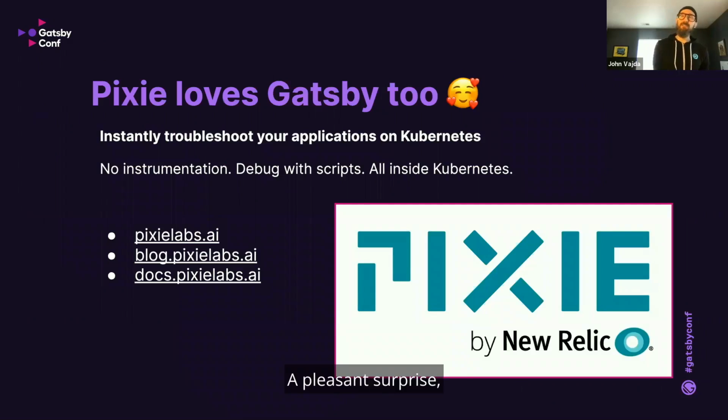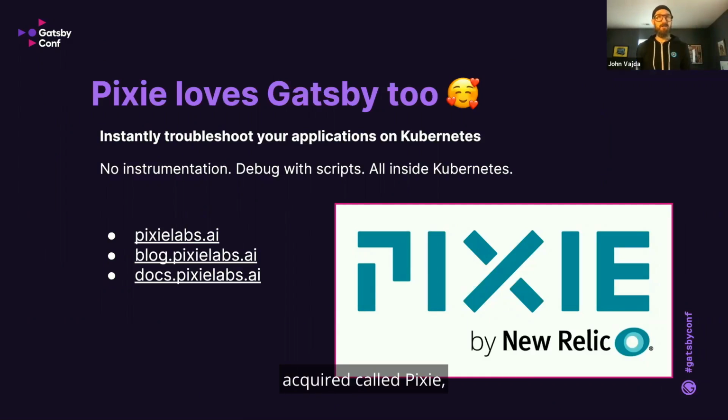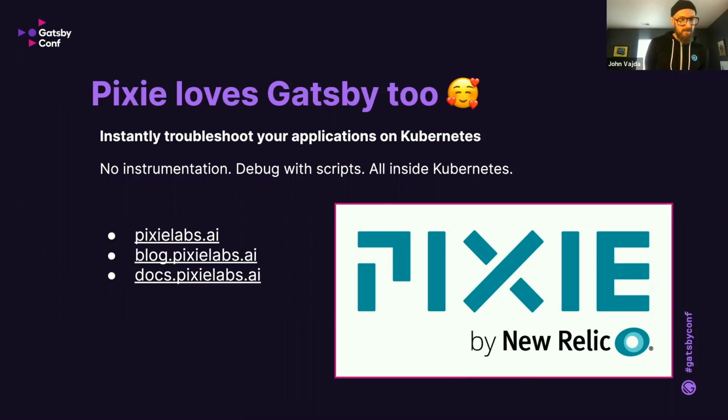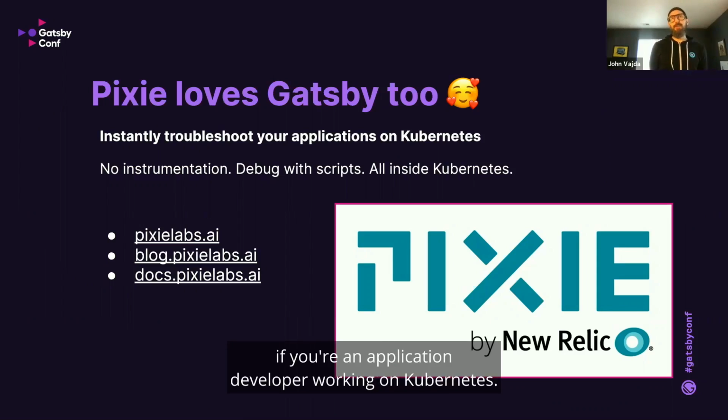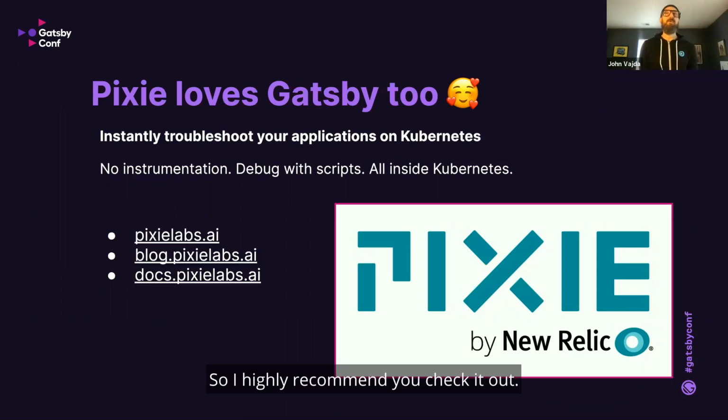A pleasant surprise recently was that we found a company New Relic acquired called Pixie actually used Gatsby as well for 3 other sites. And Pixie is really cool if you're an application developer working on Kubernetes. So I highly recommend you check it out.